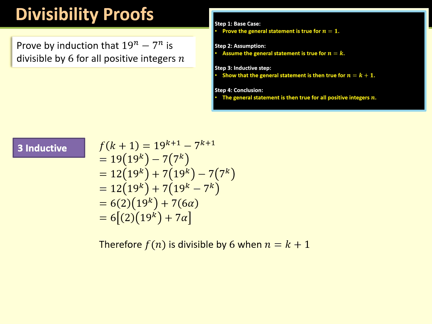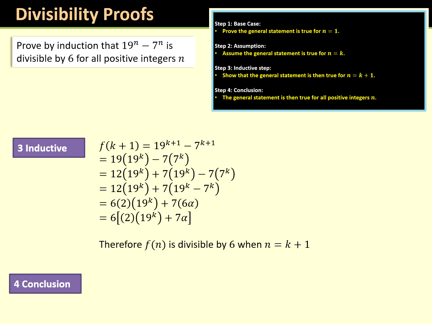The good thing about that is that if we're splitting it into 12 lots of 19^k and 7 lots of the original function, the 12 lots of 19^k is also going to be divisible by 6. So if you look through my method, on the second to last line, I've got 6 lots of 2, that's 12 lots of 19^k, plus 7 lots of 6α is equal to f(k+1). Then I factorise out the 6, so we've got 6 lots of (2 lots of 19^k + 7α), but the important thing is that 6 outside the brackets. Therefore, f(n) is divisible by 6 when n equals k+1.